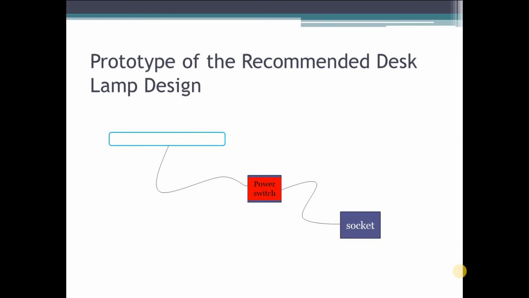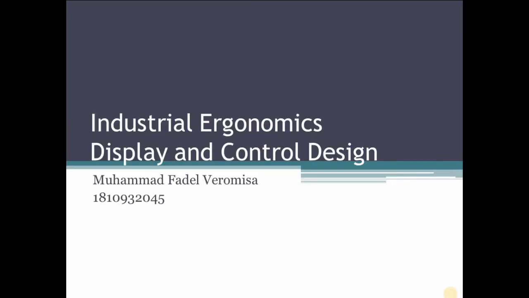So my prototype or my sketch of the design is like this. The lamp is connected to a power switch and it is connected to the socket of the power terminal or the stop contact. This way you only need to push the power switch to turn the lamp off or on. You do not need to pull the cable from the socket or from the stop contact. So this wraps up my presentation.